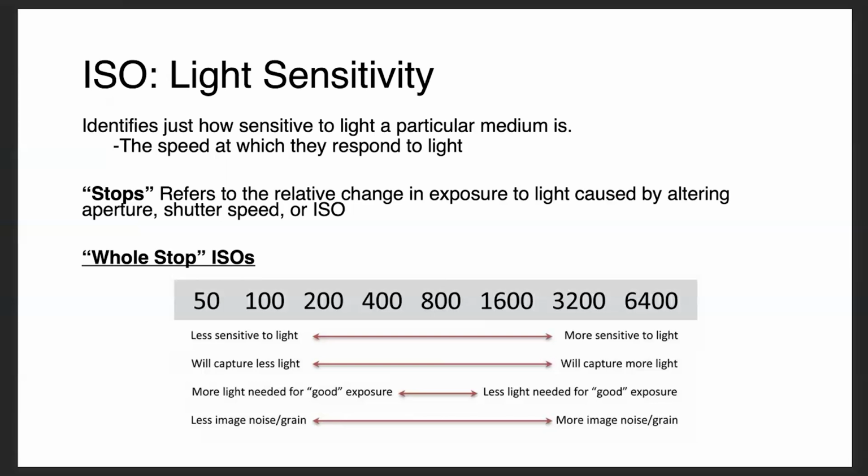Anything above ISO 400, so going to 800, 1600, 3200, these are going to be more sensitive to light. It's going to be able to capture more light quickly at a faster rate. But with that, since it is really, really quick at responding to light, it's going to make more noise within your image.